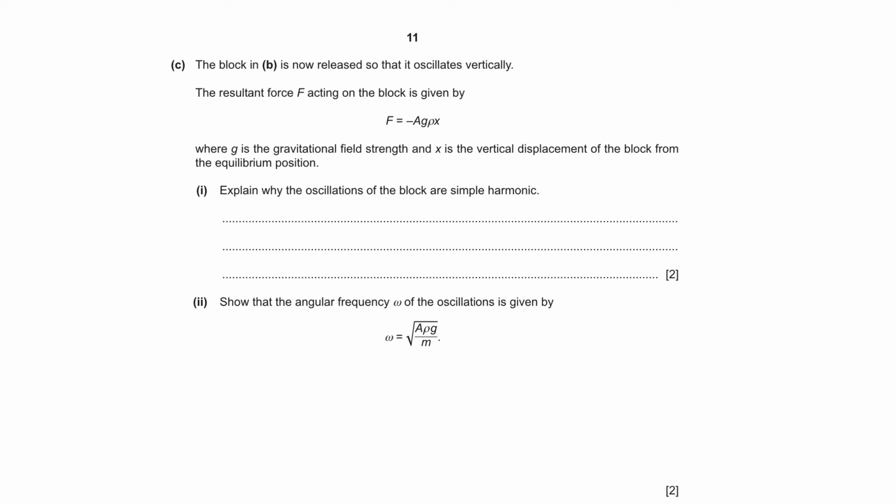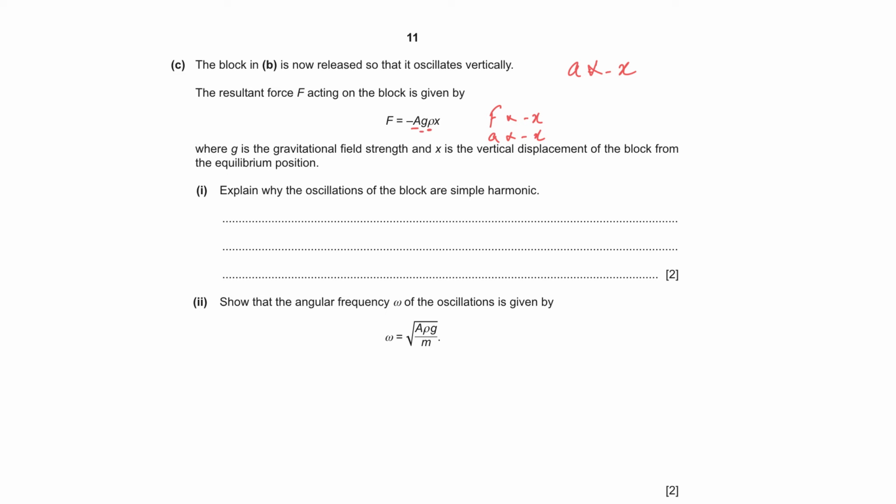So for any oscillation to be simple harmonic, it follows a is proportional to minus x. In this case, A here is the area, g here is the gravitational field strength, and rho here is the density. All three of these are constant. So F is proportional to minus x. And we know that the resultant force is directly proportional to the acceleration. So this in turn means that a is proportional to negative x. That is why it's simple harmonic.